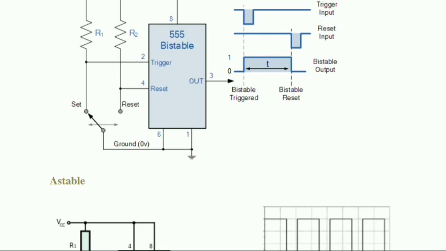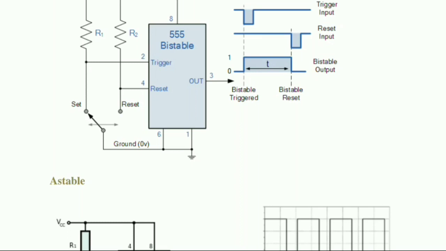Okay, bistable means both are stable states. Automatically no state change happens; only when we give an input does the state change. That's why here we are using 2 stable states. For that, one is a trigger input, another one is a reset input. So here this is a bistable circuit diagram. We are providing the input to the set and the reset.